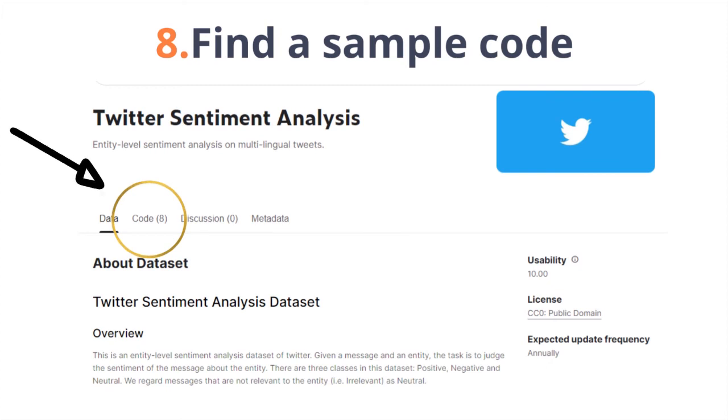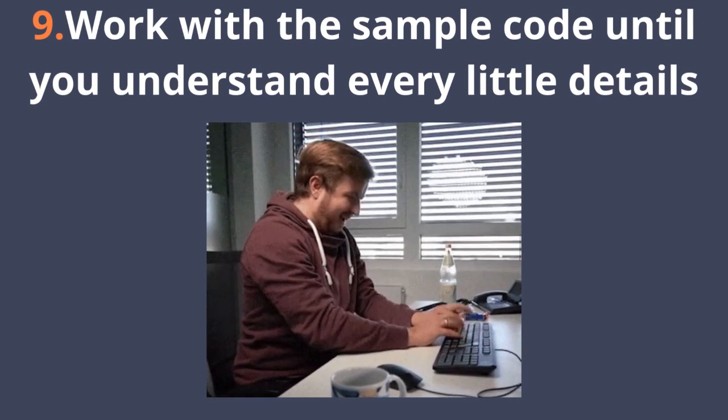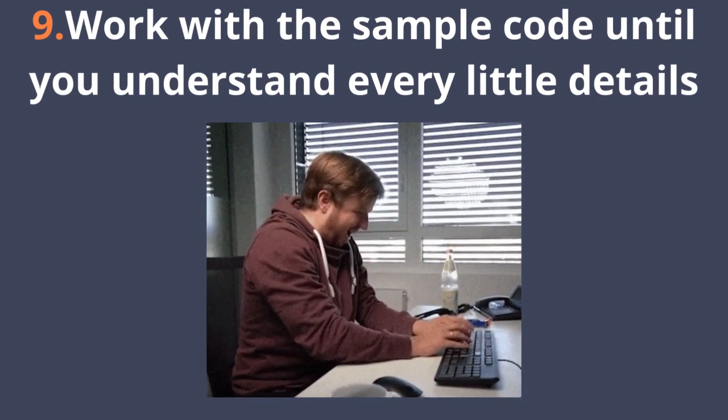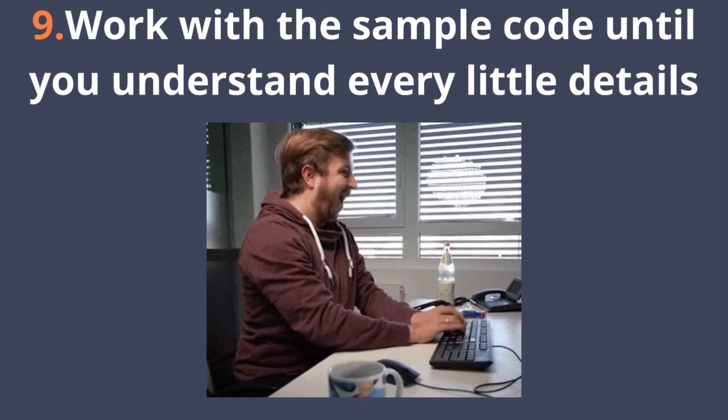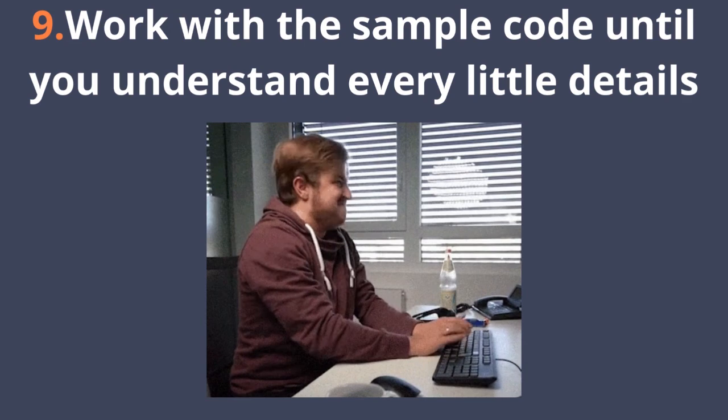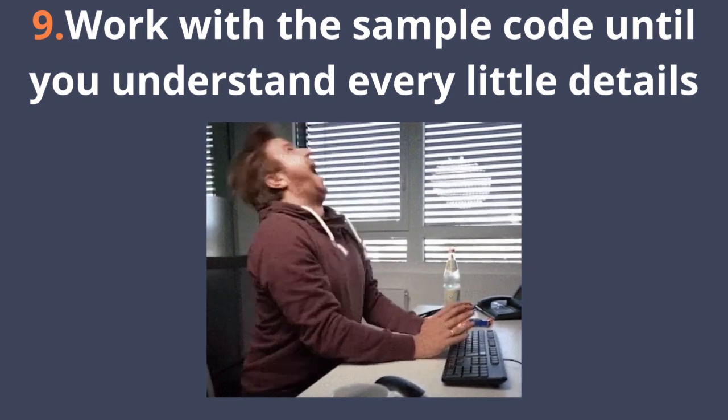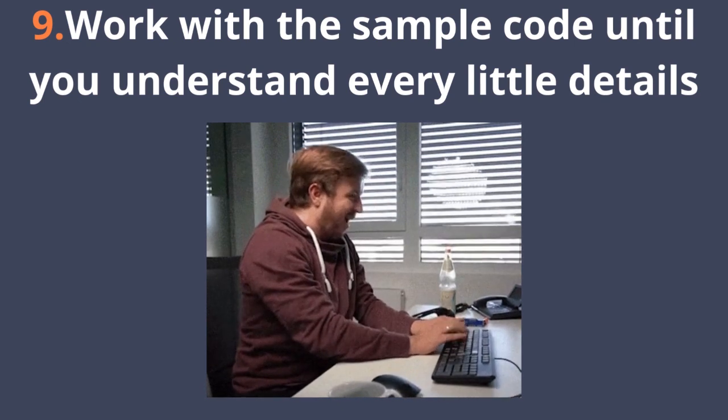Plus, you can use Kaggle, which I just mentioned for finding data sets. If you check out the Kaggle website, on the data set pages there is a category of code, because people write code about that data set, and you can use that code for that data set and start your project. Step number 9, work with the sample code until you understand every little detail. Yes, it is very crucial that you understand every little detail in your code, because it means that you understood every process.